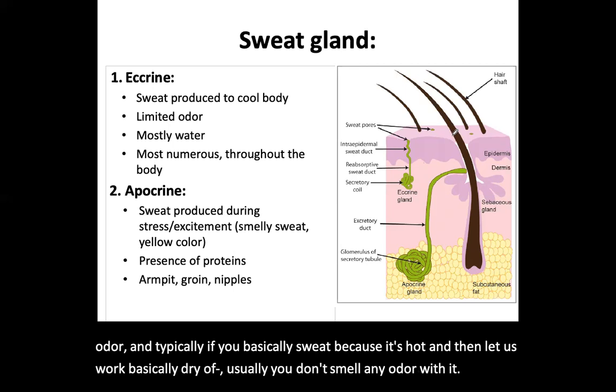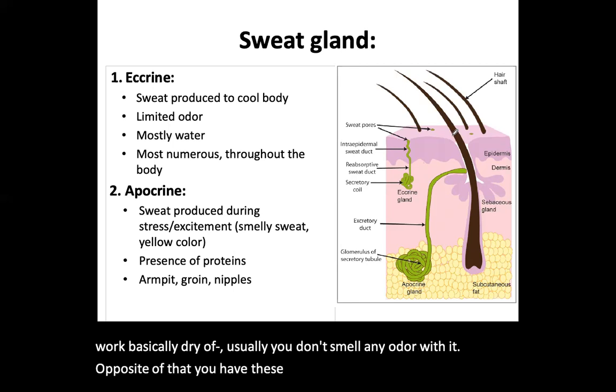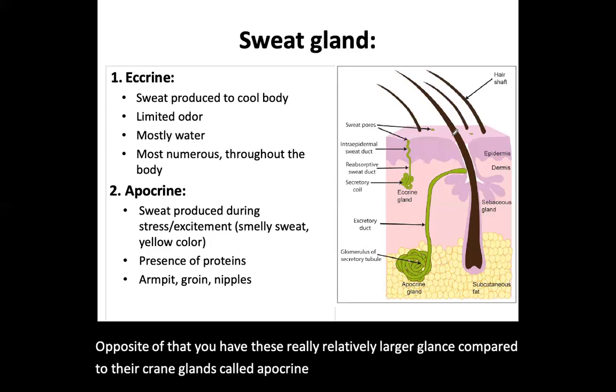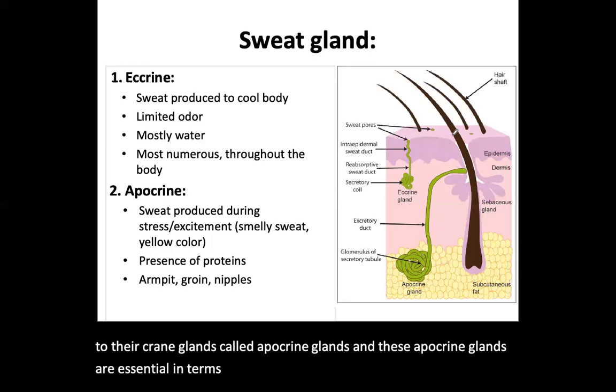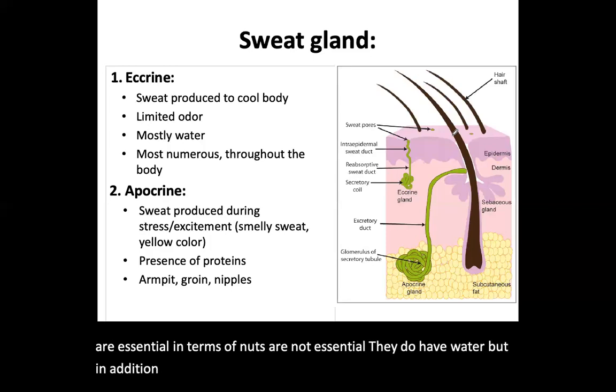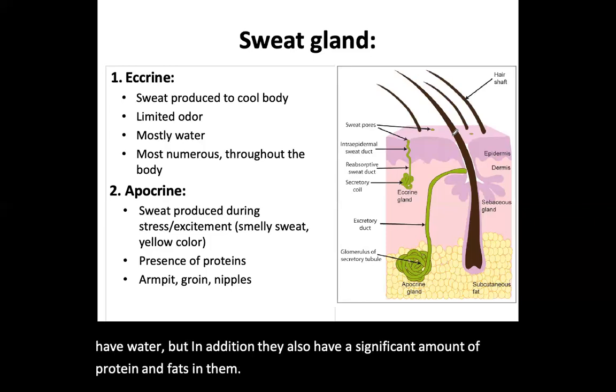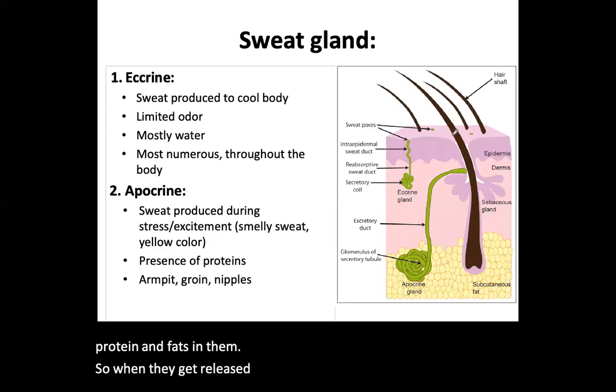Opposite of that, you have these relatively larger glands compared to the eccrine glands called apocrine glands. And these apocrine glands are essential in terms of, not essential. They do have water, but in addition, they also have a significant amount of protein and fats in them. So when they get released onto the surface of the skin, they create that yellowish color.